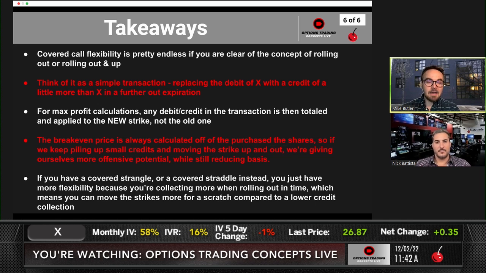So if you have a covered straddle or covered strangle, same things apply, but you're picking up twice as much credit, most likely, which allows you to have greater flexibility than even just a short call. But of course, having a short put component does add more risk.